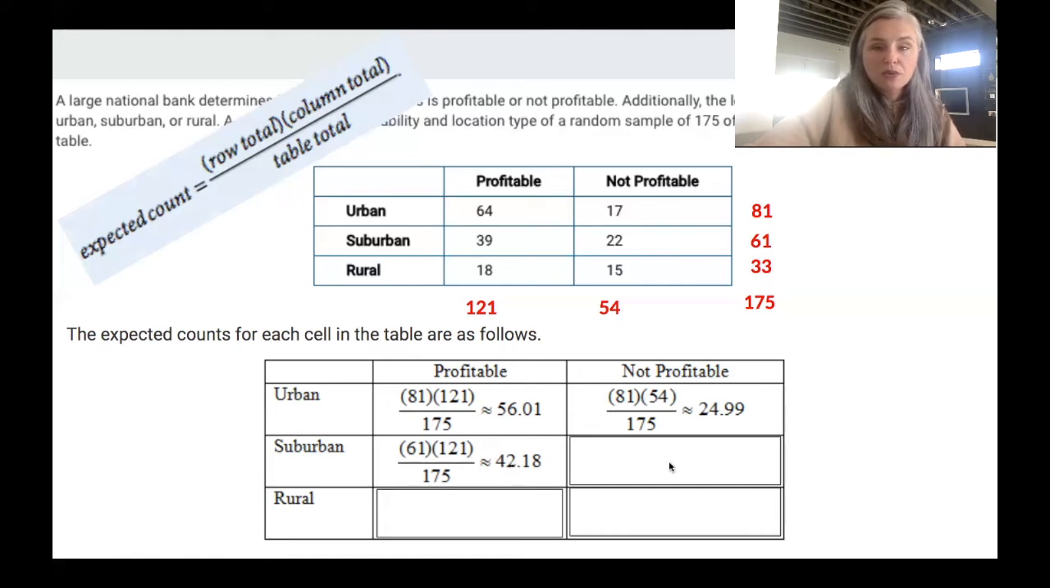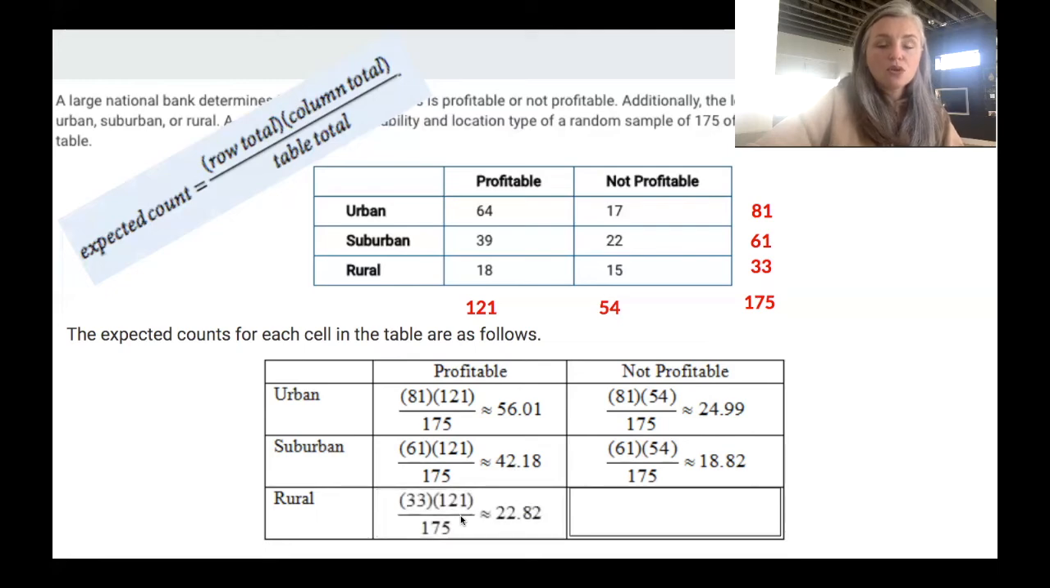And keep going. Not profitable, 54, times suburban, 61, divided by 175. Rural, 33, times profitable, 121, divided by total, 175. 22.82 expected, 18 observed.